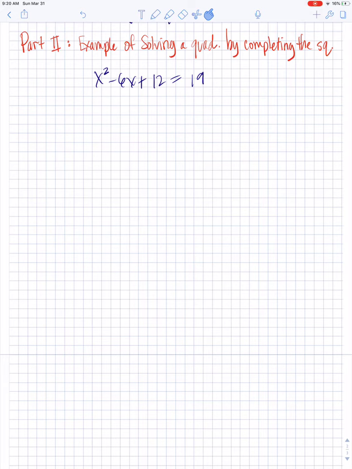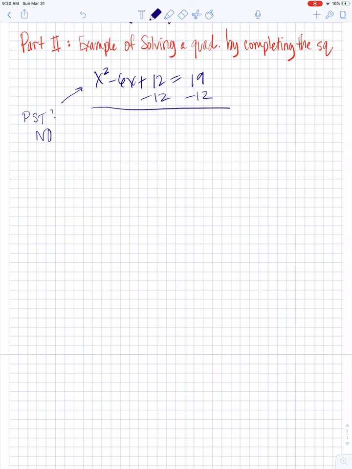First thing to notice is that, yes, indeed, our leading coefficient is 1, so we can keep on moving. The question you want to ask yourself is, is this a perfect square trinomial? Half of b is 3, and 3 squared is 9. Well, right now, no, this is not a perfect square trinomial. So guess what we can do? We can subtract the 12 from both sides.